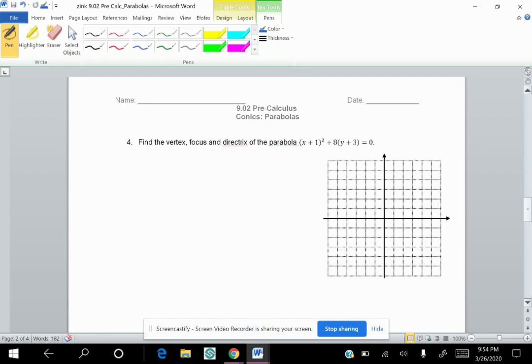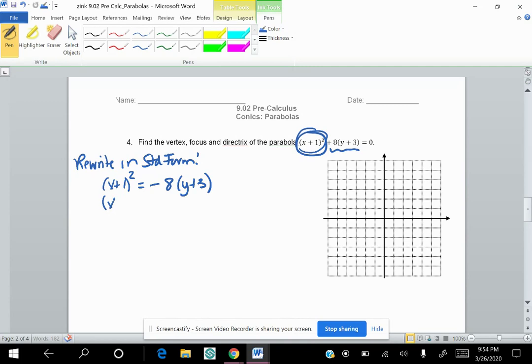Number 4, find the vertex, focus, and directrix of the given parabola. So we are given this equation. Now I want to get this into standard form. So let's rewrite in standard form. So standard form again has that x squared term by itself. So we want to get this right there. There we go. All by itself. So to do that, I want to subtract this whole thing over to the other side. All right, now we're in standard form.